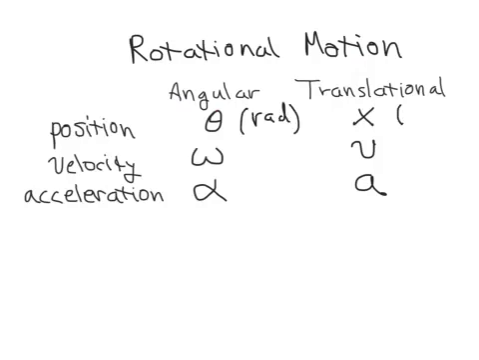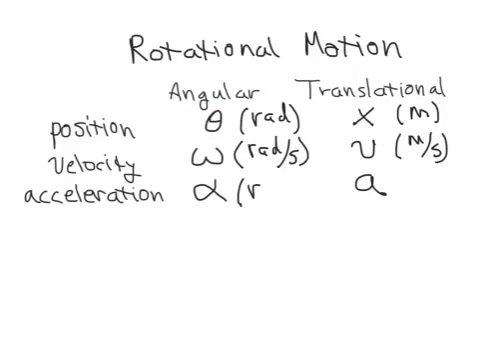So for units, we'll usually measure theta in radians, right? Whereas we measured position in maybe meters, right? And then we'll measure angular velocity usually in radians per second, but not always, maybe revolutions per minute, just like we measured velocity in meters per second, right? And finally, we measure angular acceleration in radians per second squared, similar to the way we measured acceleration in meters per second squared.